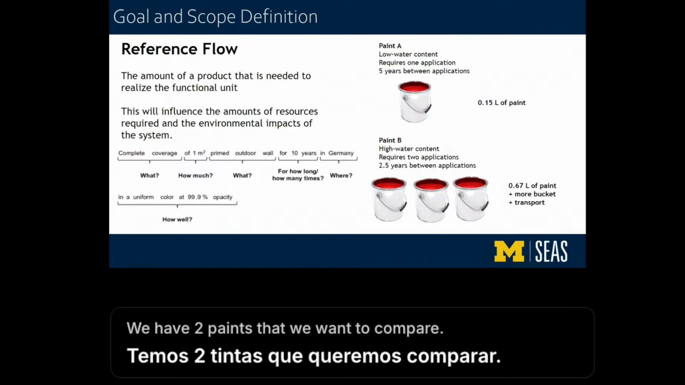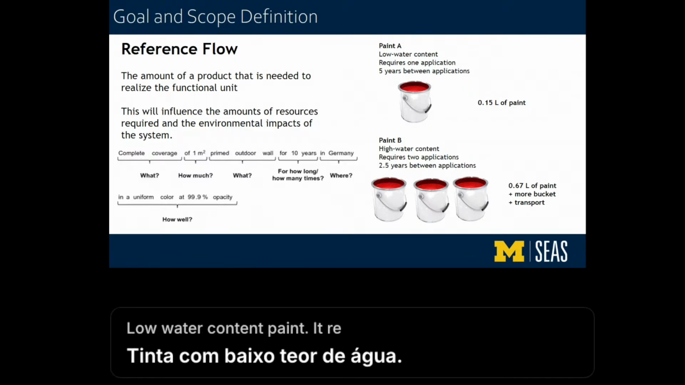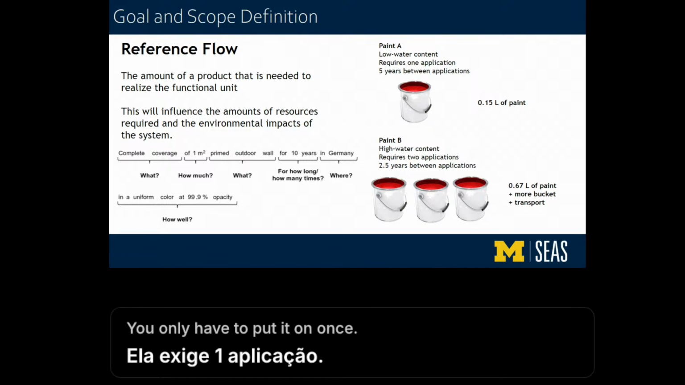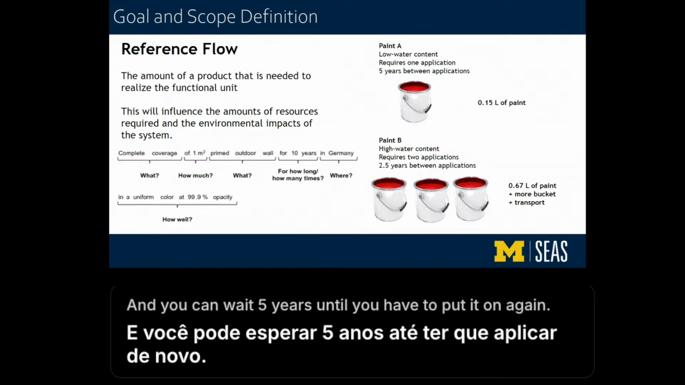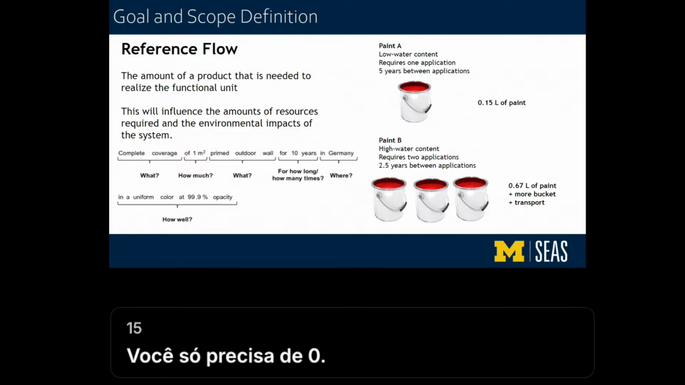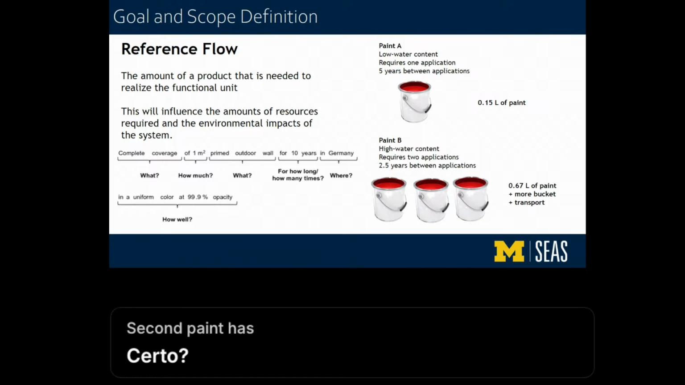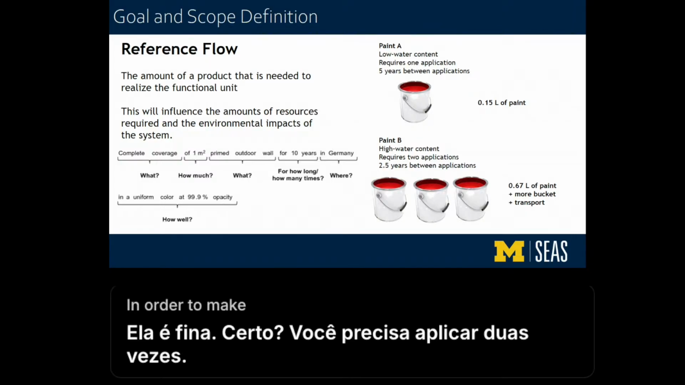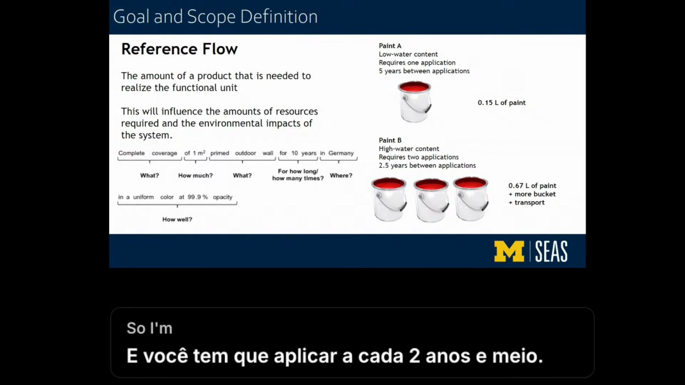We have two paints that we want to compare. Paint A, which is at the top. It is a low water content paint. It requires one application. You only have to put it on once. And you can wait 5 years until you have to put it on again, right? It's just a higher quality paint. You only need 0.15 liters of that paint to meet your functional unit, right? My second paint has high water content. It's thin, right? You need to apply it twice in order to make the wall the same color. And you have to apply it every 2.5 years. So I'm going to need 670 milliliters of that paint to meet the functional unit, right?